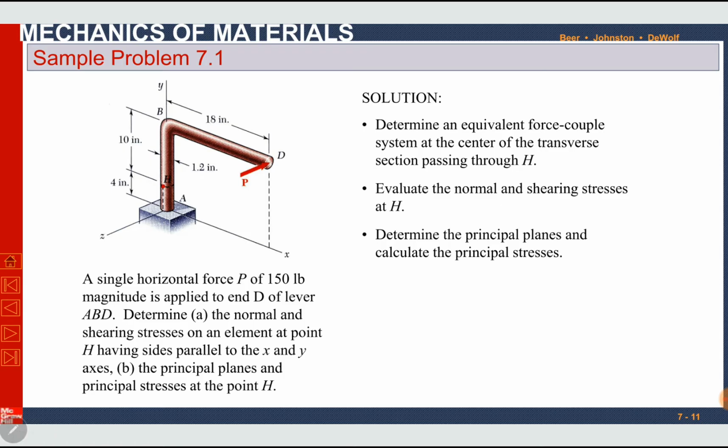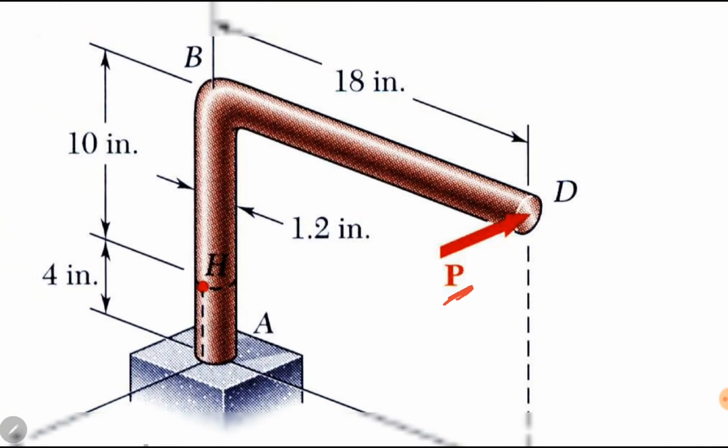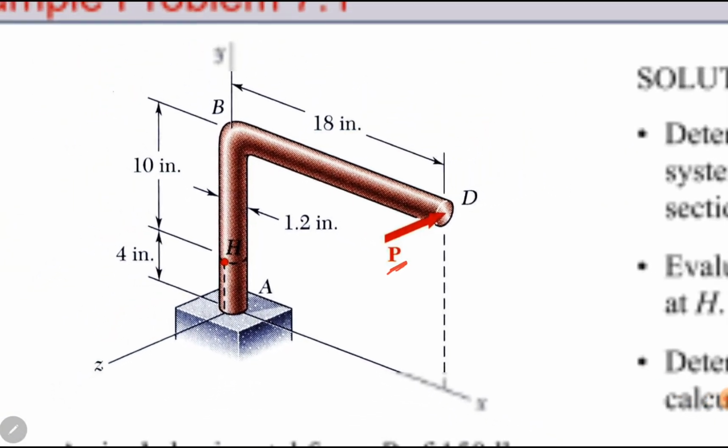This is a very important problem to clear some of your concepts, and it also involves your previous concepts. A single horizontal force P of 150 pound magnitude is applied to end D of a lever ABD. At point D, force P equal to 150 pounds has been applied. Determine in part A the normal and shearing stresses on an element at point H having sides parallel to x and y axis. At point H, we have an element parallel to x and y axis.